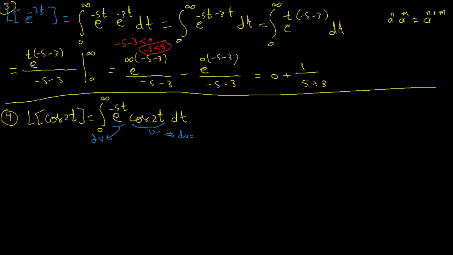Now du is the derivative of cosine 2t, which is negative 2 sine 2t. And from this I can find v to be e to the negative st divided by negative s. Am I right here? And the rule says I need u times v minus the integral of v du. Now, before I continue, can anyone guess the following steps to the end of this problem?